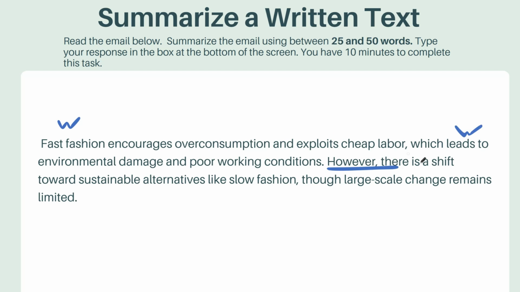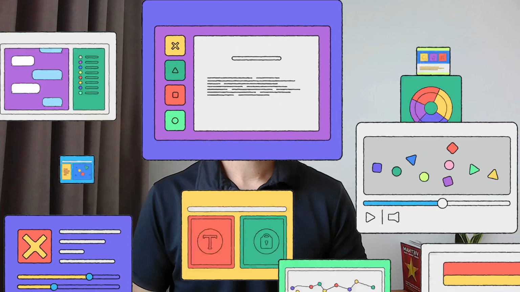So it boils it really down to the subject, the who. What is the subject doing? The subject is exploiting cheap labor. It's causing environmental damage. And the why is, why is this a problem? Well, there's a shift towards slow fashion. So simply by knowing the who, what, why, I'm able to quickly jump into 2 sentences that'll really help to summarize this written text.